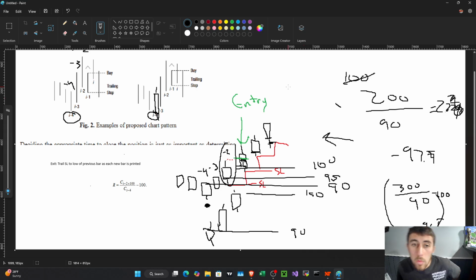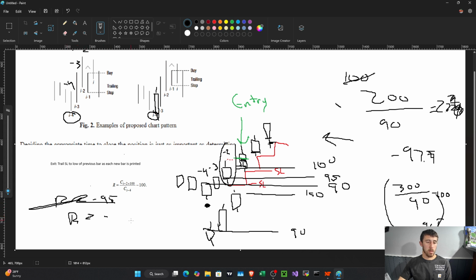So what we can do in our NinjaTrader strategy is code that in so that we have a minimum. So you could say if R is less than negative 95, then we don't trade. And so we'll only trade if R is greater than negative 95. But then we can also test if it's greater than negative 98. We can test if it's negative 90. So you can test different stuff to see what makes it best.